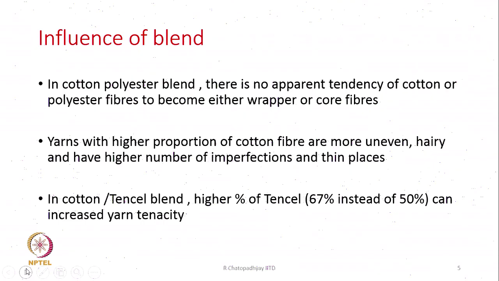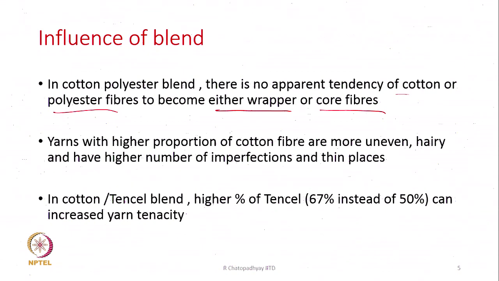Then when we come to blend, in cotton polyester blend there is no apparent tendency of the cotton or the polyester fibers to become either wrapper or core fibers. That means, if the sliver has cotton and polyester both and they are intimately mixed, then each fiber has equal probability to make wrapper or become a part of core. The probability of becoming a wrapper or becoming a core is same for both polyester and cotton fiber.